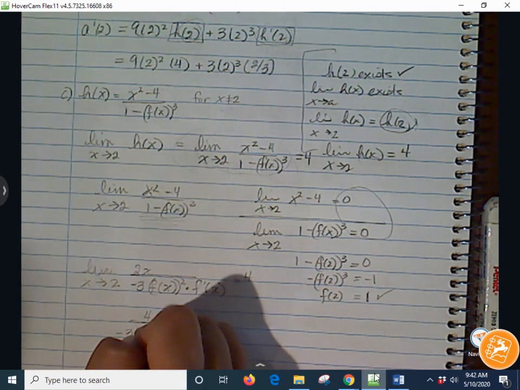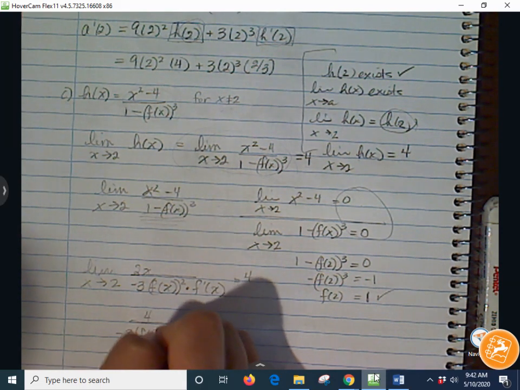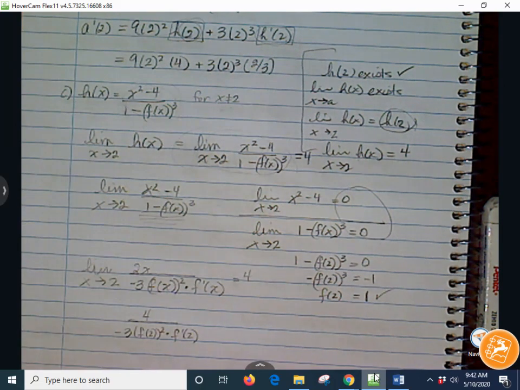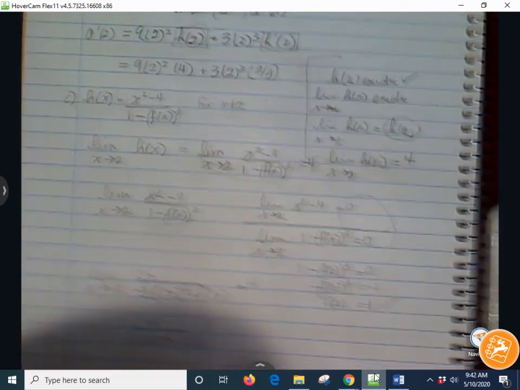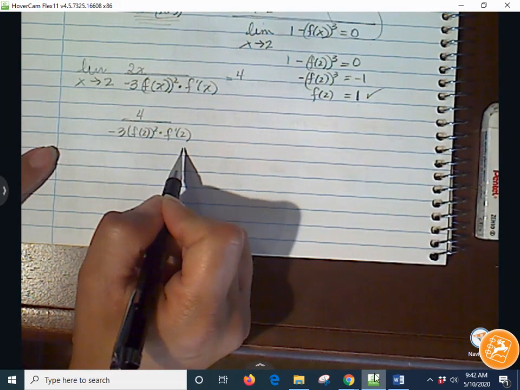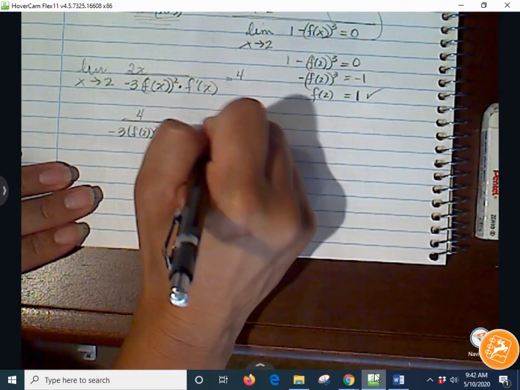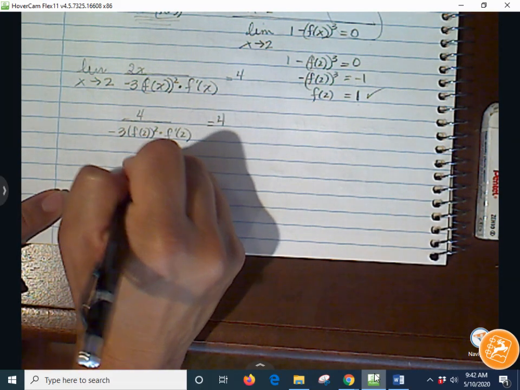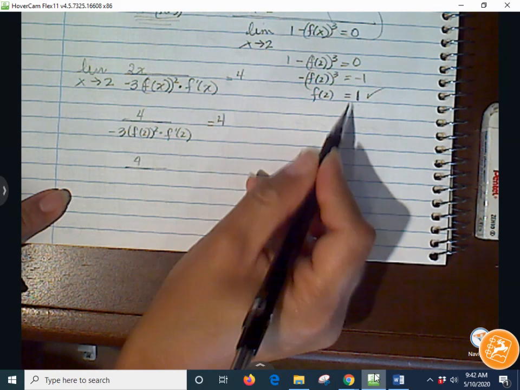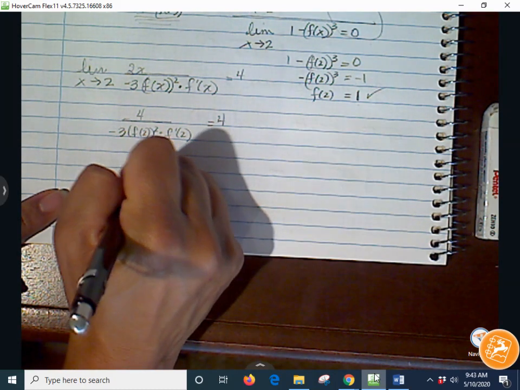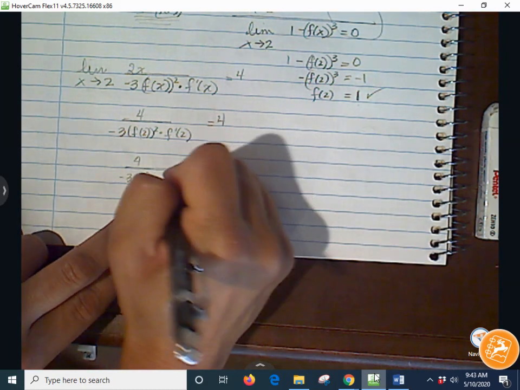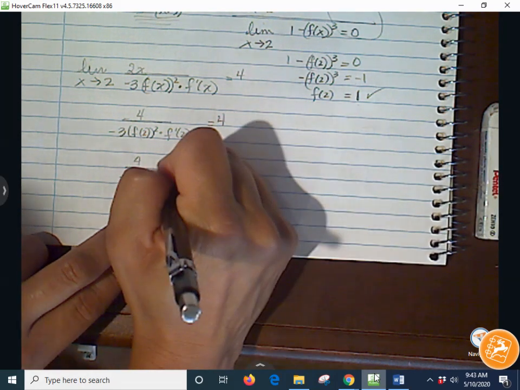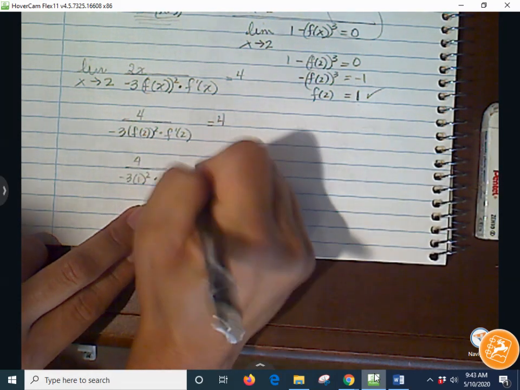Well, first let me write it all out. f of 2 squared times f prime of 2. I'm substituting 2 in now, and that's why I didn't write limit anymore. And I know that this has to equal 4. So I have 4 all over, and this is 1, so it's going to be negative 3 times 1 squared. I'm going baby steps, times f prime of 2 is equal to 4.